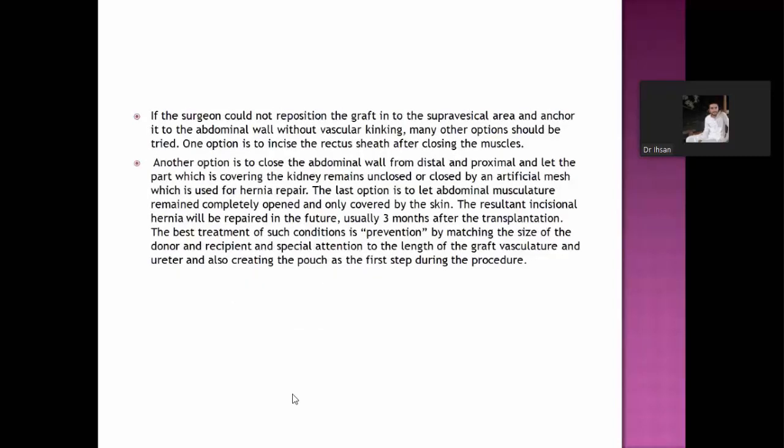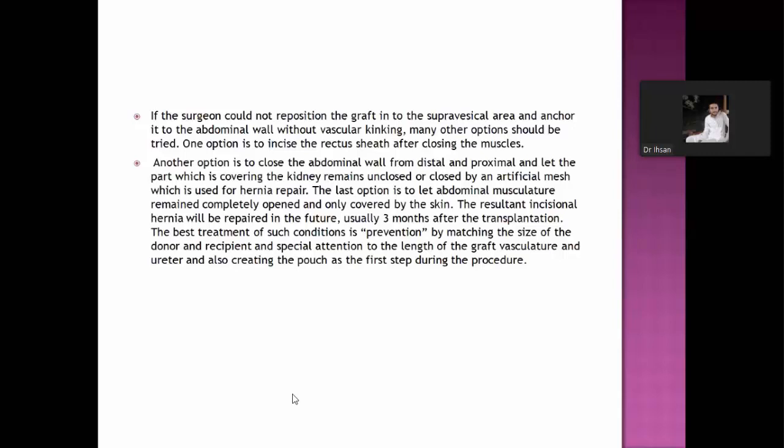If the surgeon cannot reposition the graft in the supravesical area and anchor it to the abdominal wall without vascular kinking, many other options should be tried. One option is to incise the rectus sheath after closing the muscle. Another option is to close the abdominal wall from distal and proximal and let the part covering the kidney remain unclosed or closed by artificial mesh, which is used for hernia repair.